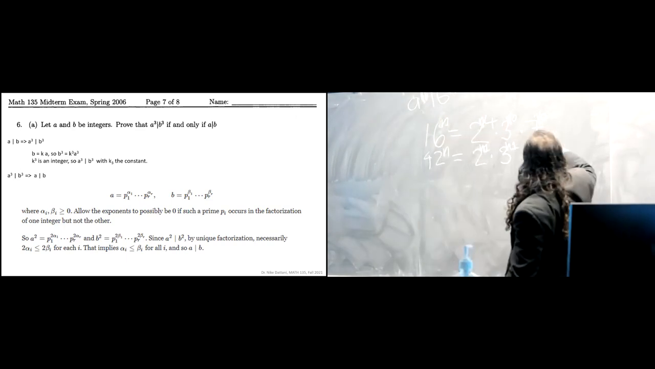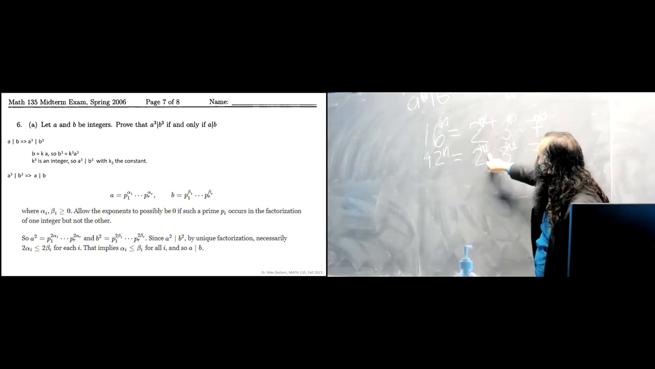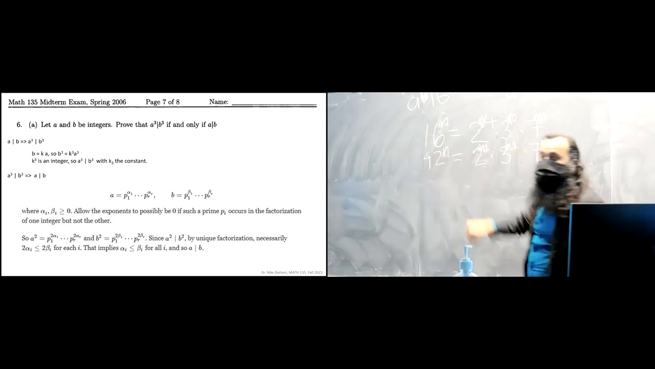Okay, but we have N, N, N, N, N, N, N, N. So N's are all over the place. Those N's don't matter. What matters is that the 4 has to be less than or equal to the 1 if you want 16 to divide 42.